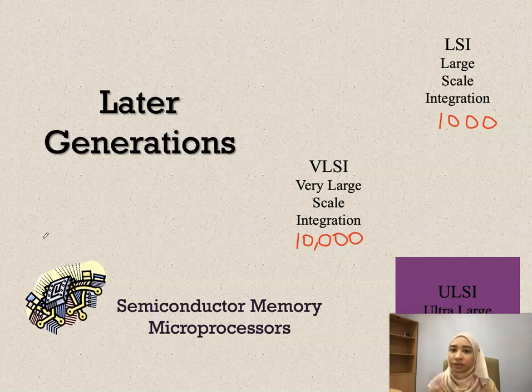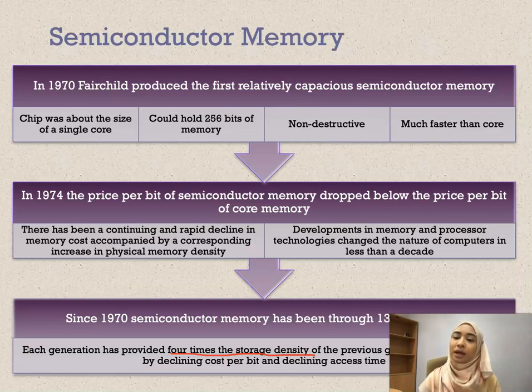After the third generation, we don't really call them the fourth generation, fifth generation, sixth generation. We don't have that. We only have the LSI, VLSI, and ULSI is where we are at currently, with billions of components on a single chip. Before the semiconductor memory that we are using right now, we are still using semiconductor.